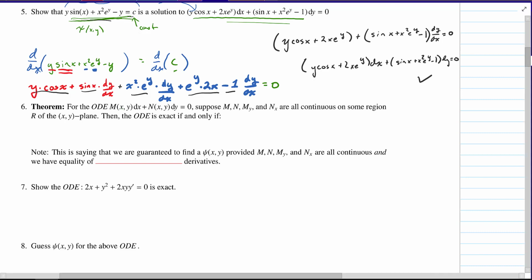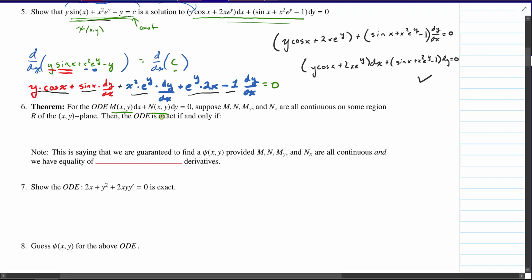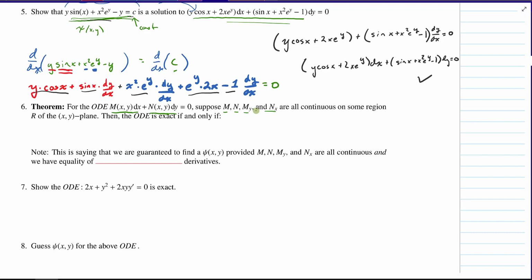So let's suppose that we've got an ODE that's already in differential form here. We can identify the M and the N. Suppose M, N, and then their corresponding partials, as I've written there, are all continuous on some region.